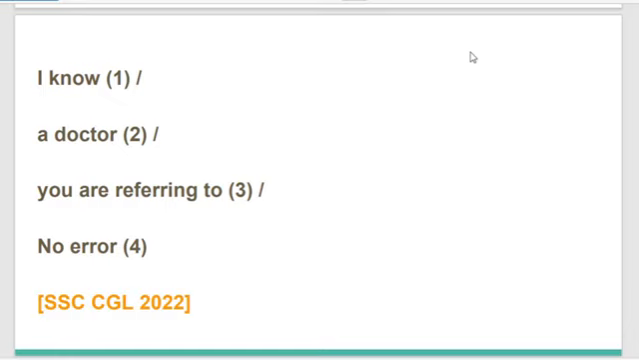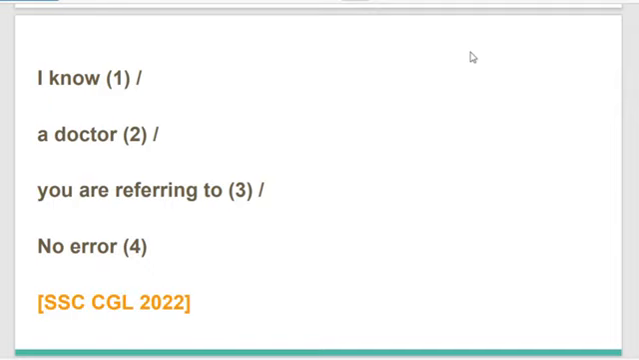Always keep this in mind that a sentence has two types of meaning. One, the literal meaning, the dictionary meaning, and number two is the grammatical meaning, and we need to focus on both the meanings simultaneously. Alright, in due course of time, as many sentences as we practice, we'll get to know all these habits, and these habits will become adept within ourselves. So let's read the question. I know a doctor you are referring to, and this is a previous year question of SSC CGL 2022. So this question we have faced in 2022.